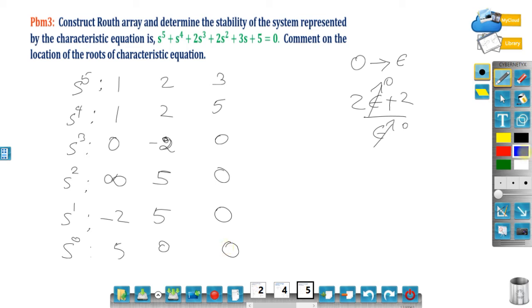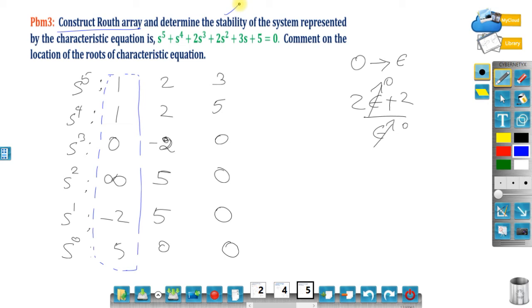Right? This is our first task. Construct the Routh array. Yes, we have constructed the Routh array. The Routh array's first column should be examined for the further task. I mean, they are asking you to determine the stability, right? So stability can be related with the Routh array. That is what we call the Routh-Hurwitz criterion.